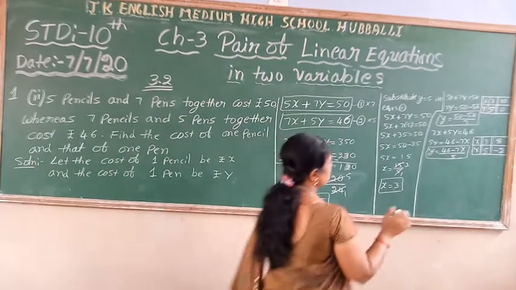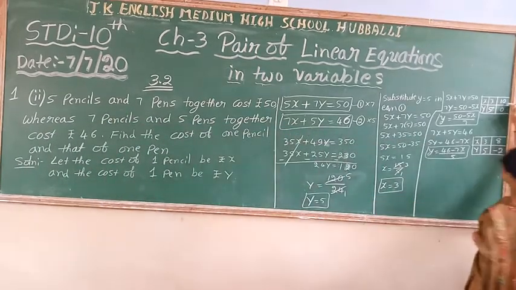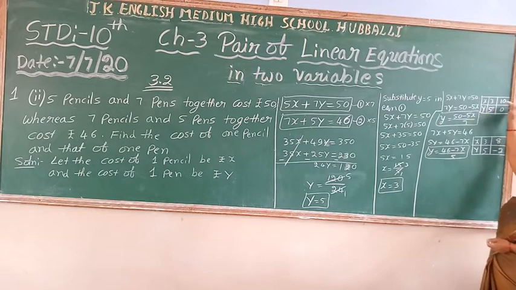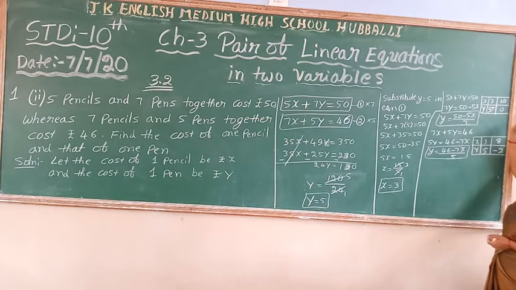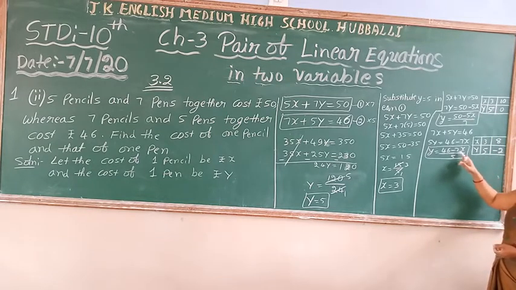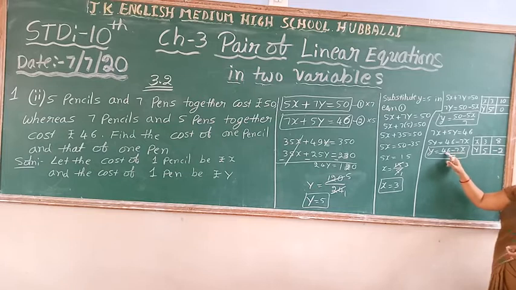Okay children, now for one value give 10. If it is difficult to give any other value, 10 gives 0 in the numerator. 0 by anything is 0 only. So you write 0, and you substitute 8 7s are 56, so 46 minus 56 is minus 10. If you divide by 5 you get minus 2.